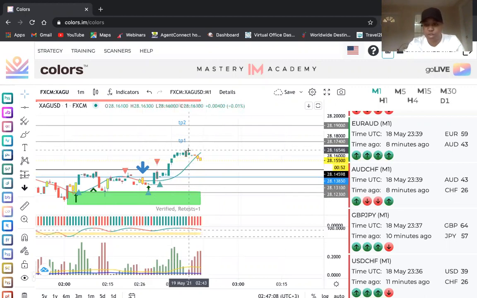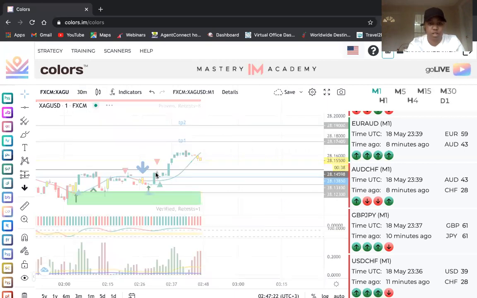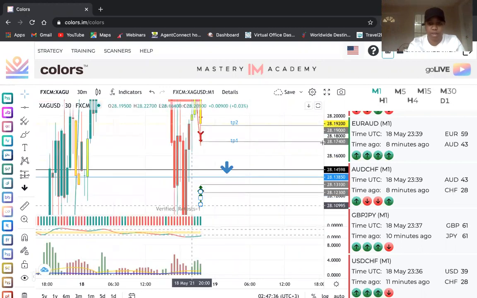It's rejecting off of the 28.1654. It's rejecting off of this area, and the sellers are in control for a bit. Let's see what's happening on the 30 minutes time frame. On the higher time frame, guys, if you see buyers are in control, it means that it will go up at some point.